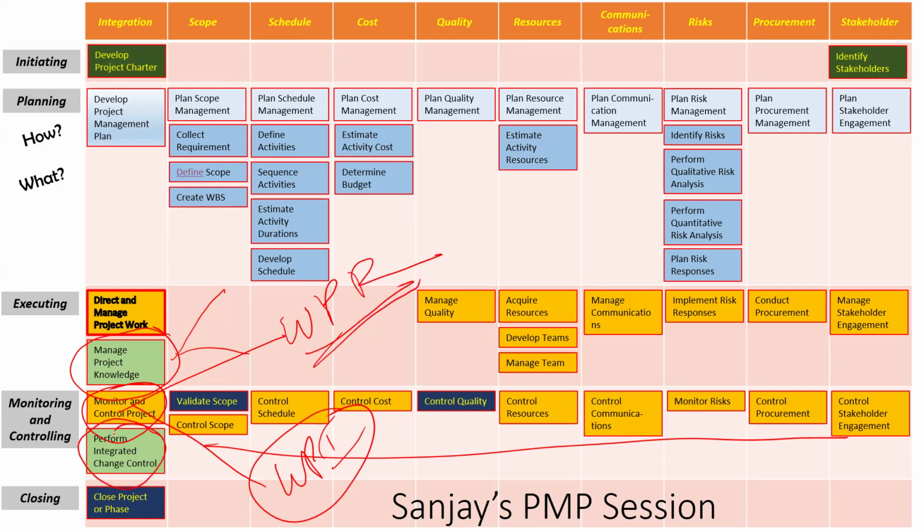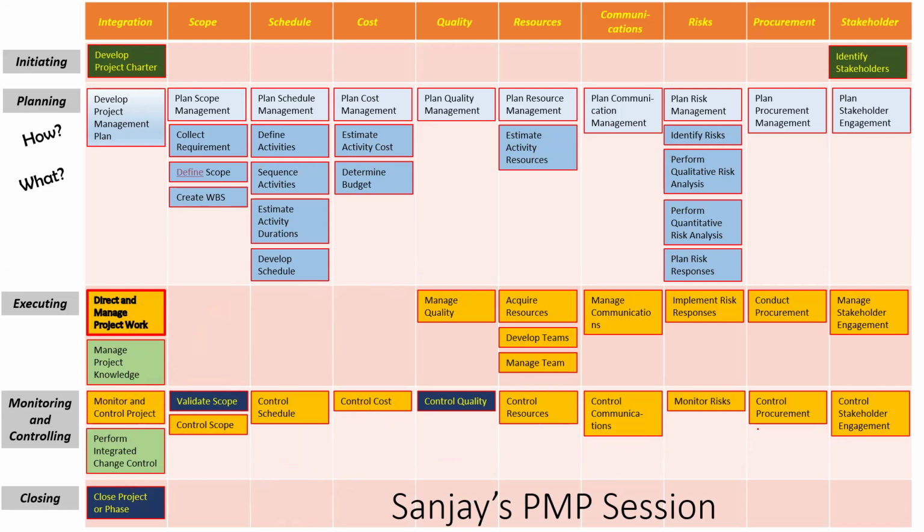Perform integrated change control. All the controllers might go ahead and raise a CR when they realize that the news is not good. Remember, the job of the control process is to compare the actual with the planned. And obviously, when you compare actual with the planned, either there is good news or bad news. And when there is bad news, these people will independently raise a CR looking into their own area.